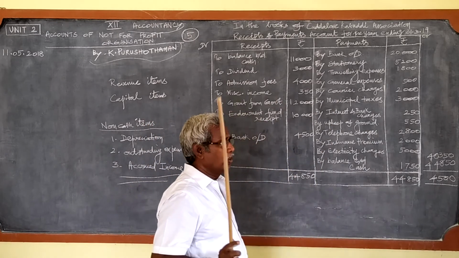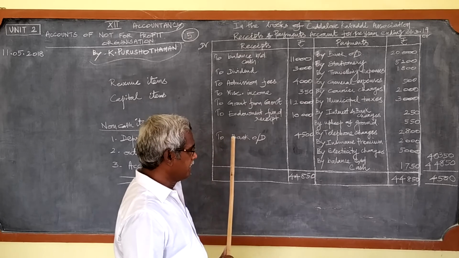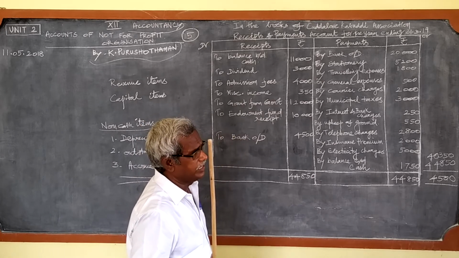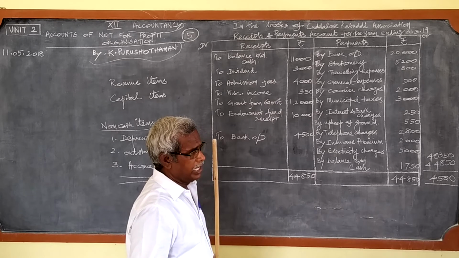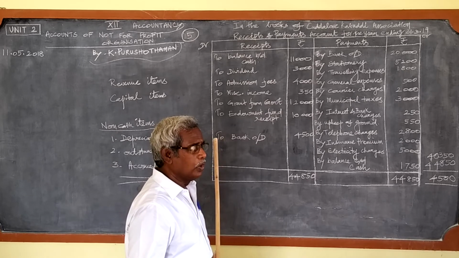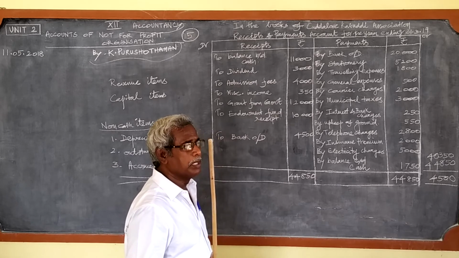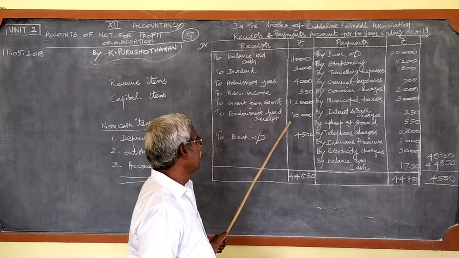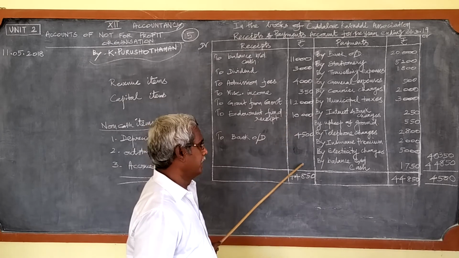What does it mean? Why should we write it? Since the payments or the expenses are greater than the income, some kind of loan should have been borrowed, and that loan should have been borrowed from the bank. That is the meaning of this bank overdraft 4,500.